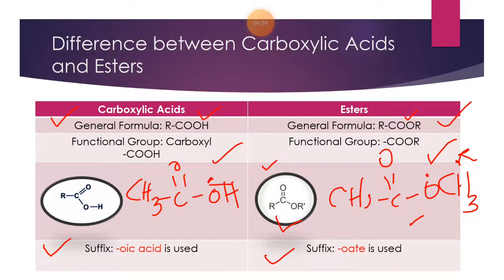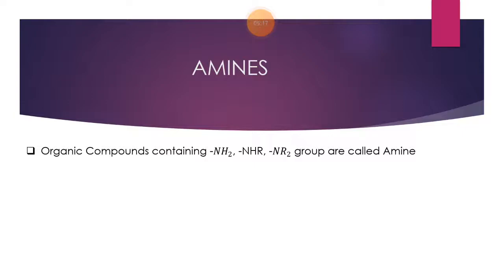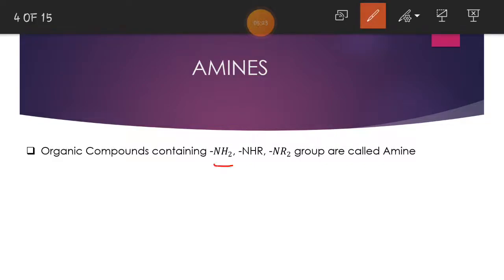So now let's move towards our main topic. The functional group that contains carbon, hydrogen and nitrogen belongs to the class of compounds also called amines. These are the organic compounds which contain NH2, NHR or NR2 groups. These three groups are present in three different kinds of amines.